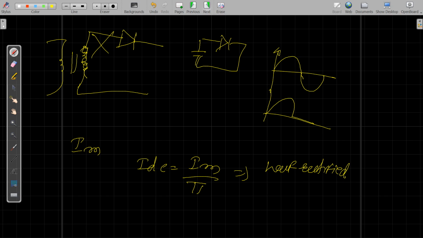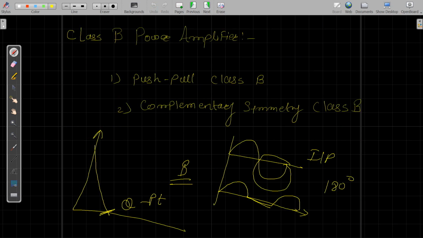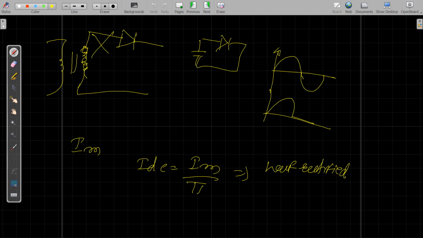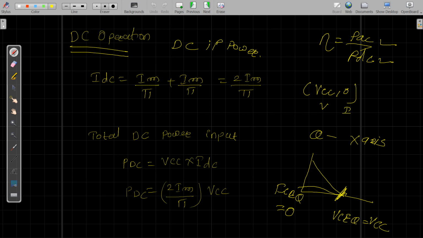As we can see here, this will give me Im by pi, and this will give me Im by pi. In that way I'm going to get 2 Im by pi, right? So the same thing I have written here: IDC equals Im by pi plus Im by pi, that is nothing but 2 Im by pi.